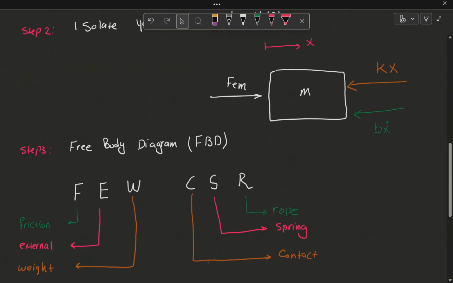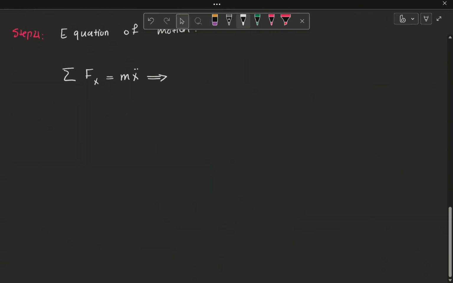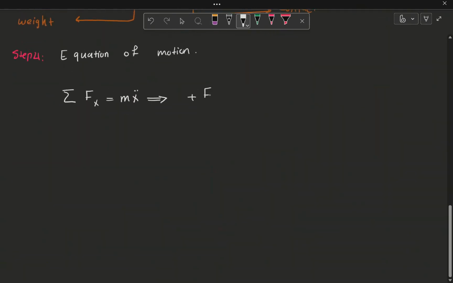Look at this. I have 1, 2, and 3 forces applied on this body. And it happened that force 1, which is the electromagnetic force, is in the same direction as x of my coordinate system. So this is positive. And forces 2 and 3 are applied in the opposite direction of x, and they are negative. So let's go ahead and write them. Positive F electromagnetic minus B x dot minus K x equals M x double dot.